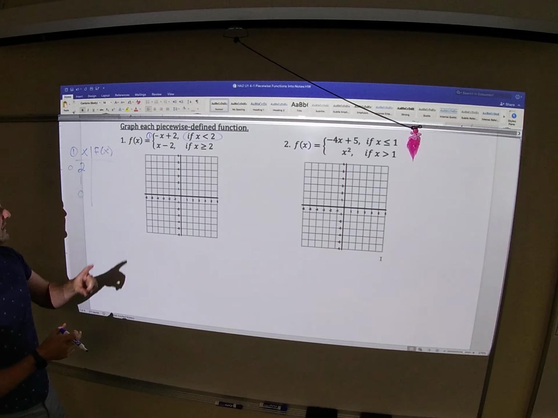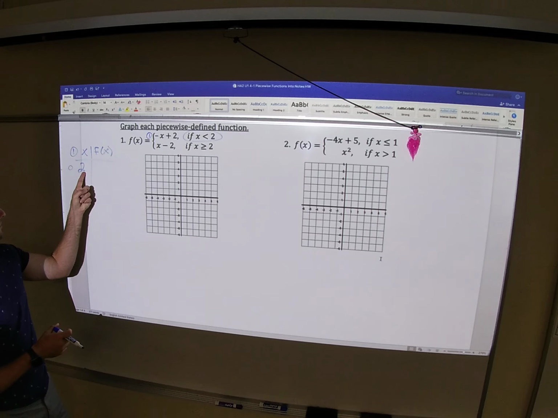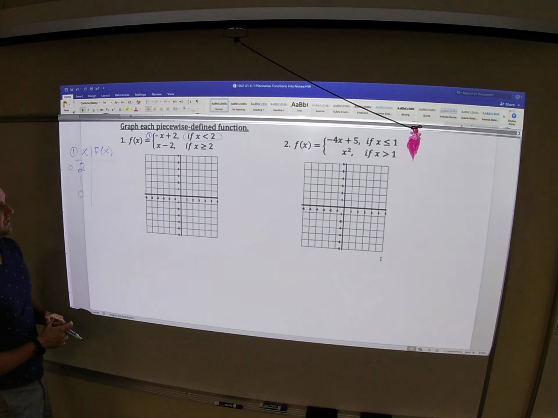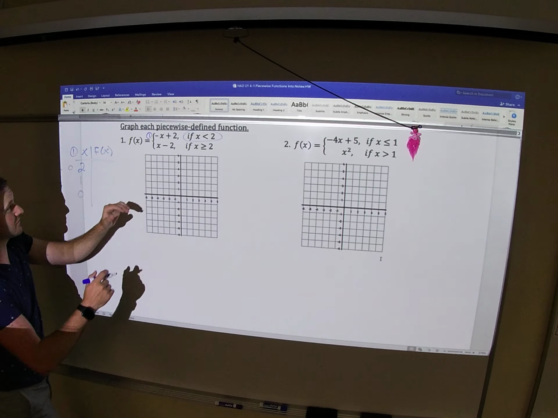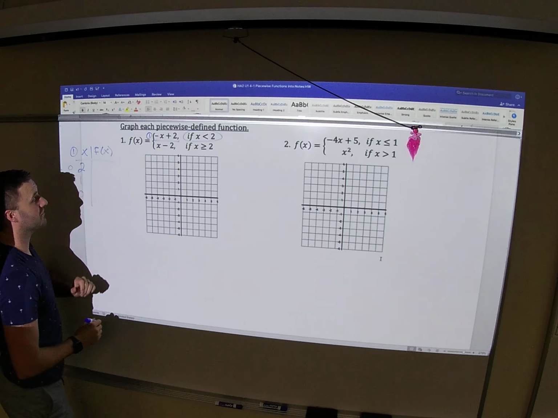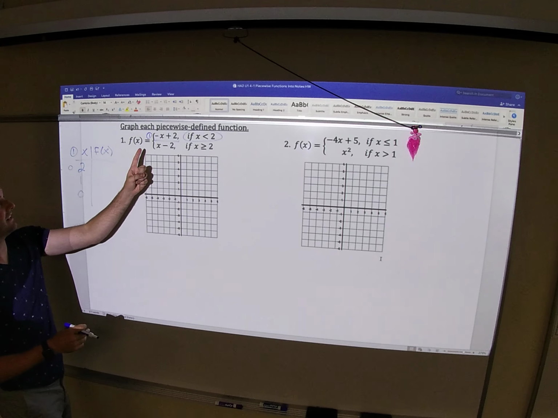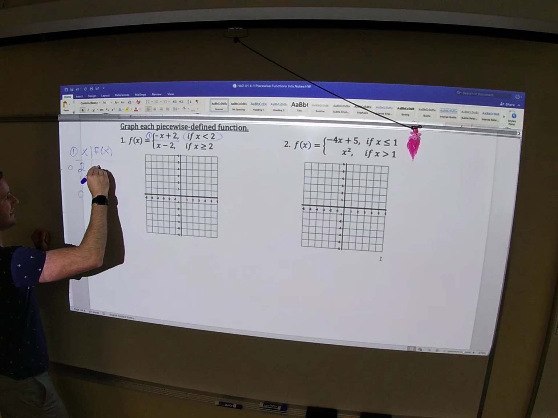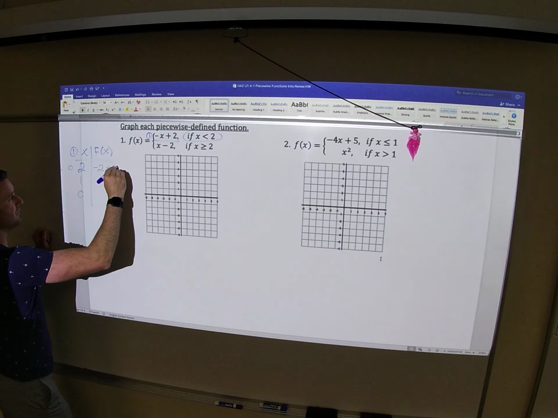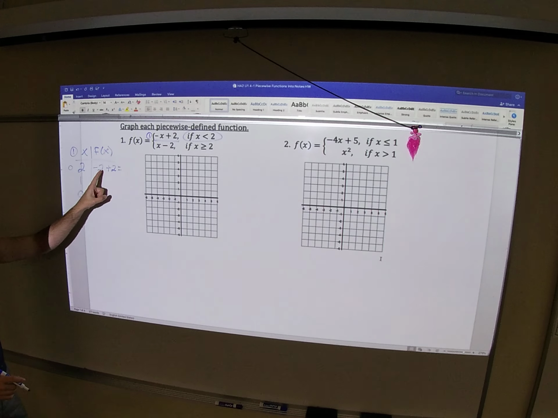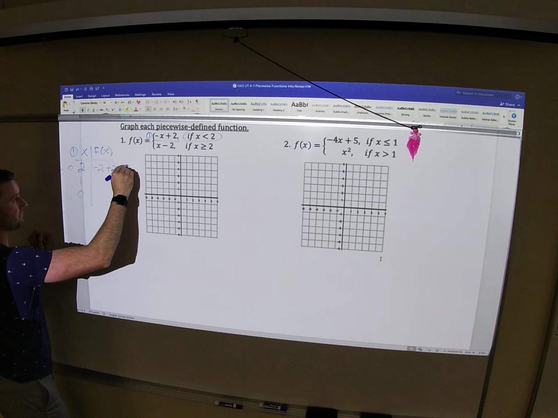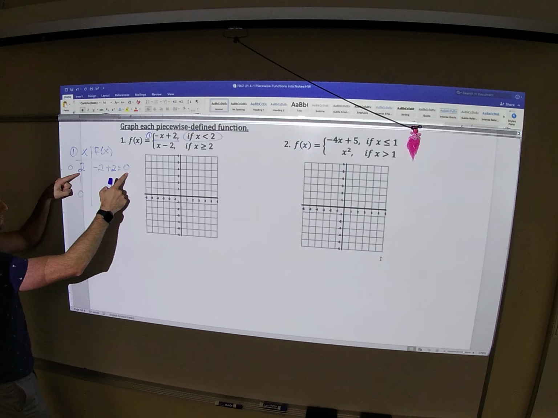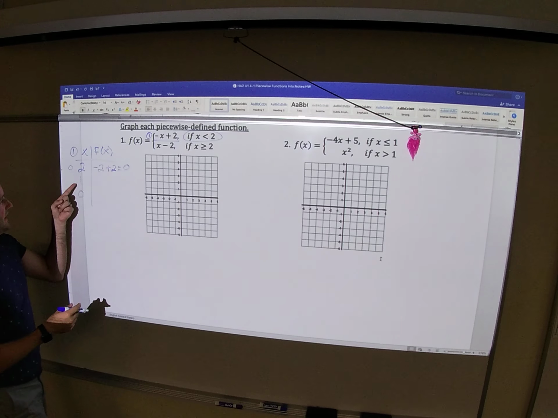Now what we need to do is figure out our output. So if our input is going to be 2, 1, and 0, what is our f of x? What is our output going to be? We have to plug those in to this first piece. So instead of a negative x plus 2, if x is 2, what is negative 2 plus 2 going to give me? Negative 2 plus 2 is 0, meaning that we're going to put a point at 2, 0.